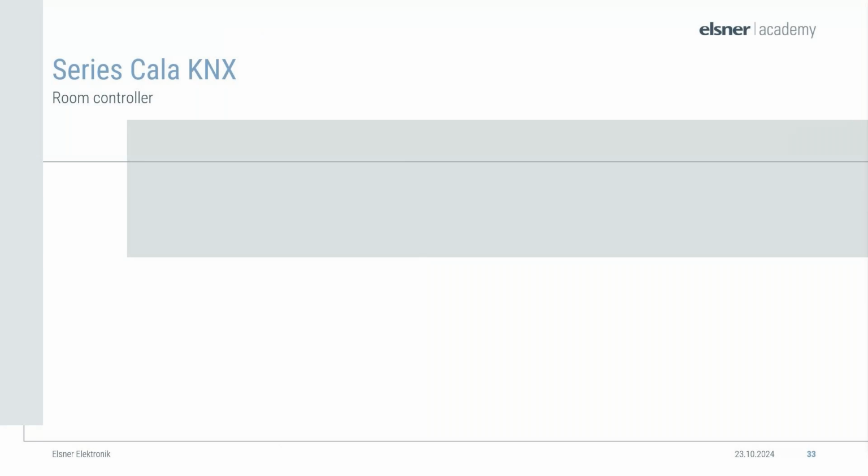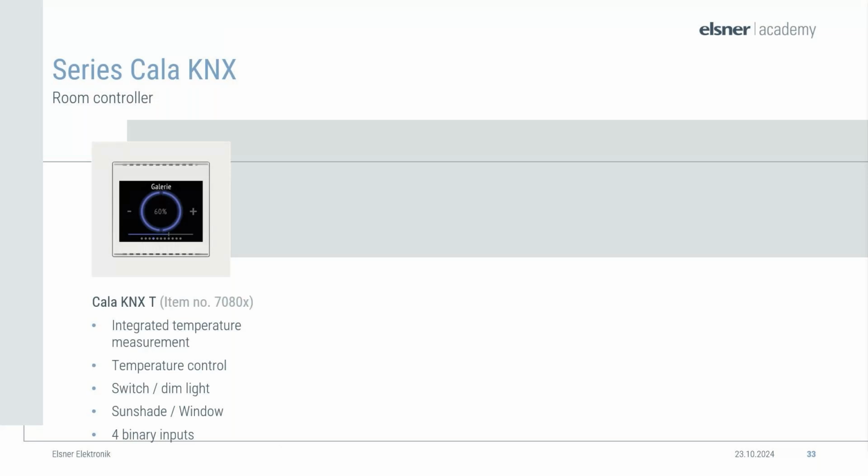Let's head into the next series. I have already shown this color room controller over the course of the webinar. The color KNX comes in different variations. So in this model displayed, there's only a temperature sensor integrated. We have the same device also with a humidity sensor and a CO2 sensor.